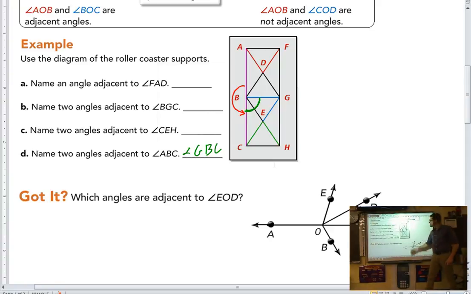Anthony? FBC. FB down to C. This angle would work. GBA. GBA is this angle. It works. Running out of colors to switch between. Justin? HBG.